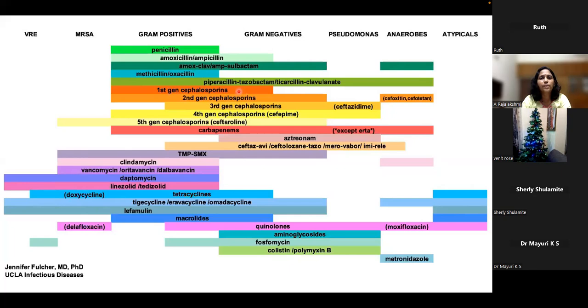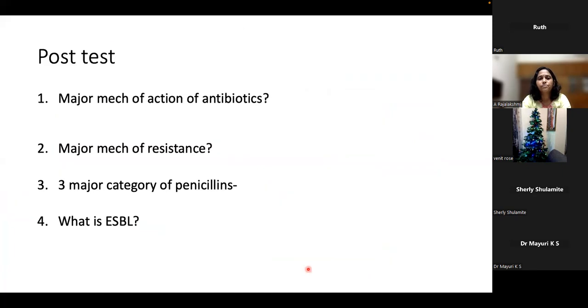If you look at first generation cephalosporins, more of gram-positive. Second and third and fifth coming to more of gram-negative. And the vancomycin, clindamycin, daptomycin, linezolid, all are gram-positive. Doxycycline, tetracycline, some gram-negative cover. Piperacillin-tazobactam is broader cover. And aminoglycoside, fosfomycin, colistin, all are for gram-negative cover.